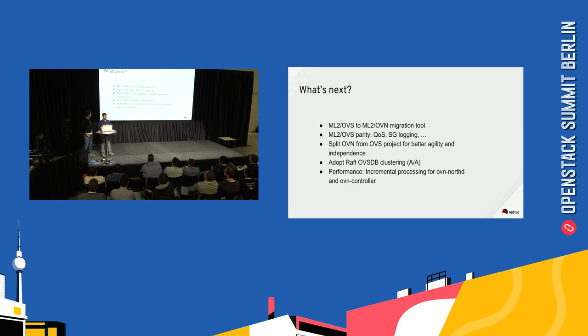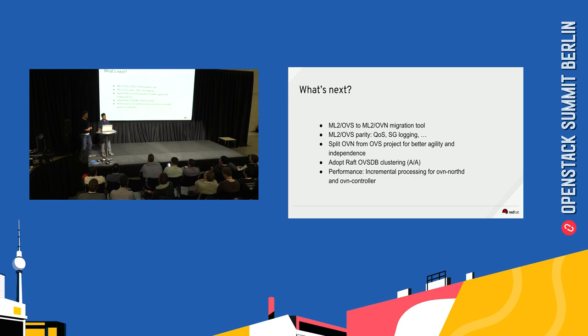we are working on a migration tool. Basically, if you have an ML2 OVS deployment, we can migrate that in-house via Ansible scripts, which let you switch over from OVS to OVN without migrating your VMs. And we also have QoS and other features coming up.